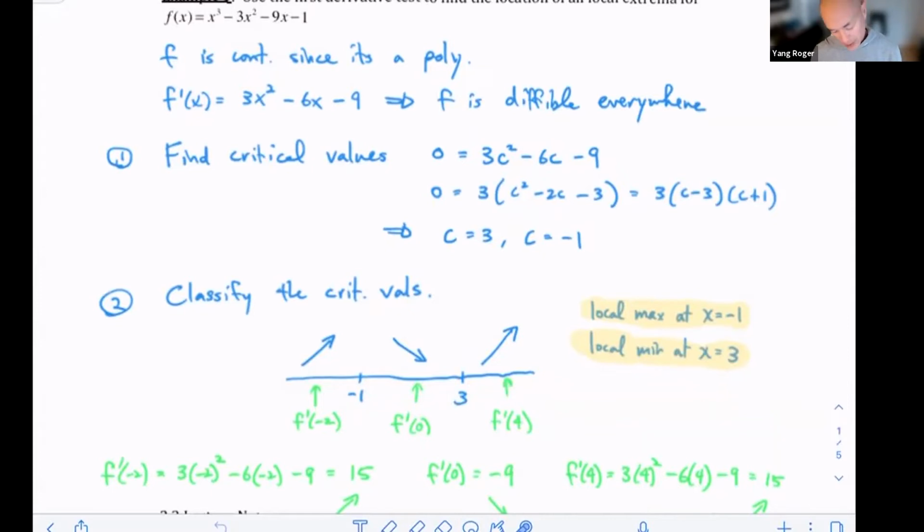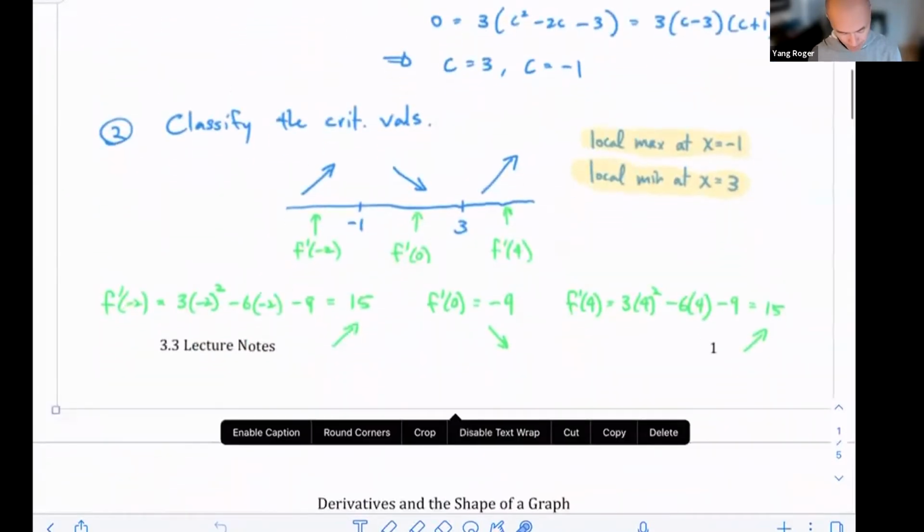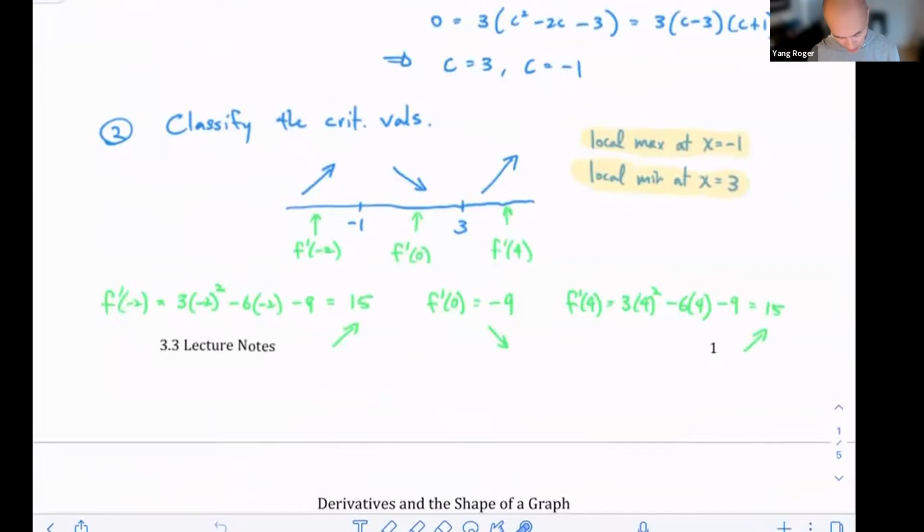Then in this case, what I did was I used test points to figure out if it's increasing or decreasing within each subinterval here. Are there any questions about that? So in case it's not obvious, I don't know why I didn't label it here. Oh, I did. You have a max at -1 because it goes up and then comes down. You have a min at 3 because it goes down and then comes back up.